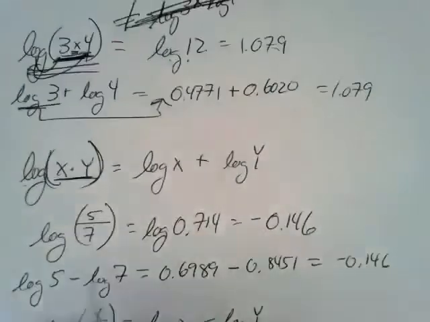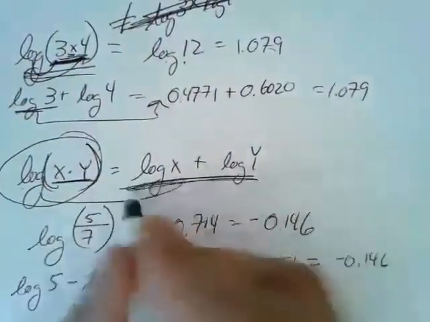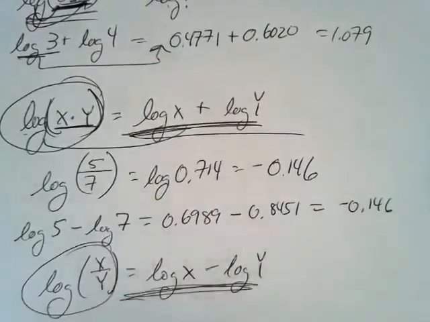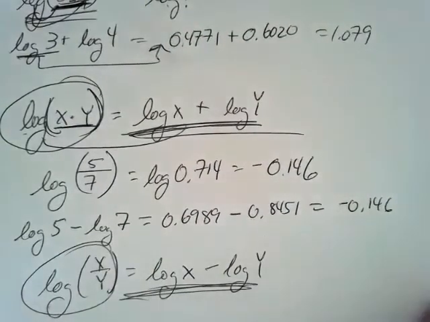So those are two things to remember. Log of x times y can be broken up into log x plus log y. Log of x over y is equal to log x minus the log of y.